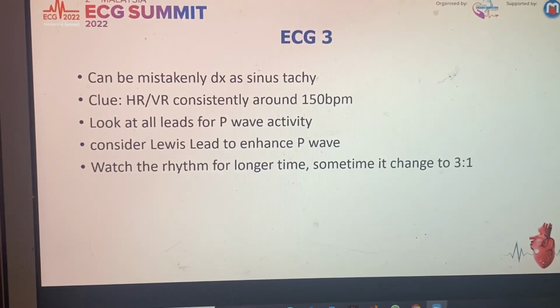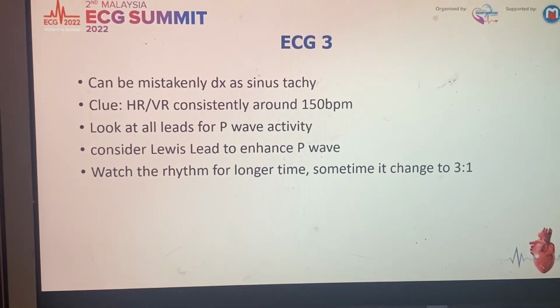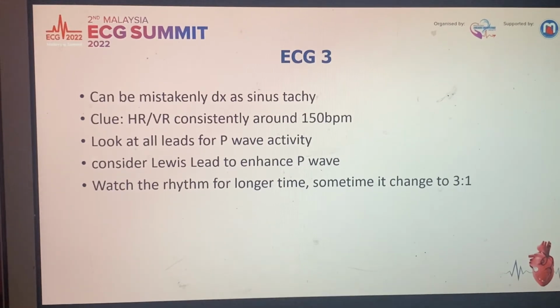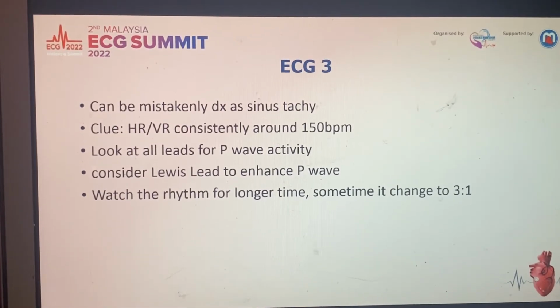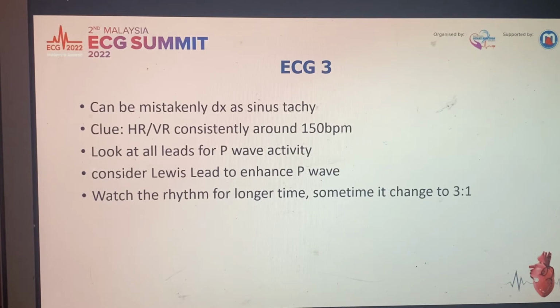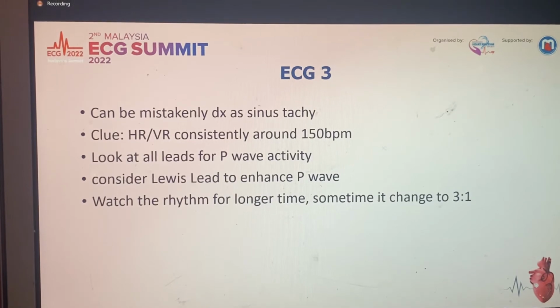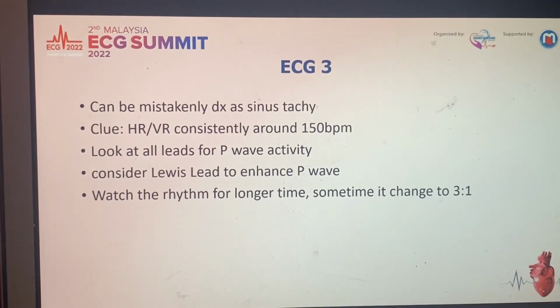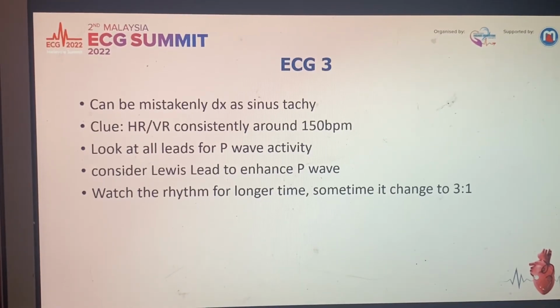Or another way, you can further block the AV node. You can give adenosine, for example, and you can see the P wave clearer. Another way, not commonly performed, is doing Lewis lead to further enhance the P wave. It is not really commonly done, but you can consider it to see the P wave clearer.